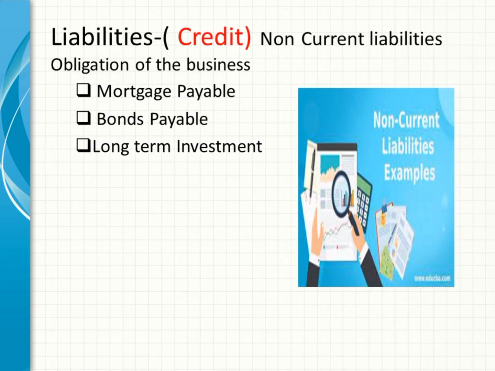And now for liabilities, again the normal balance is credit. For non-current liabilities, it's still our obligation. It is still the company's obligation, like the current liabilities. So we have mortgage payable, bonds payable, or any long-term investment that is payable is considered non-current liabilities. More than 1 year is considered non-current liabilities. Again, more than 1 year term is non-current liabilities. Within 1 year is current liabilities.